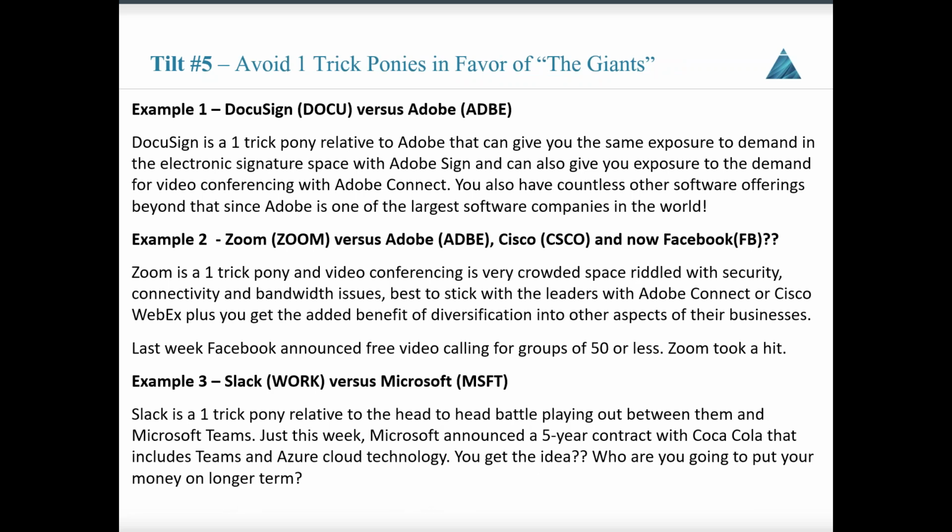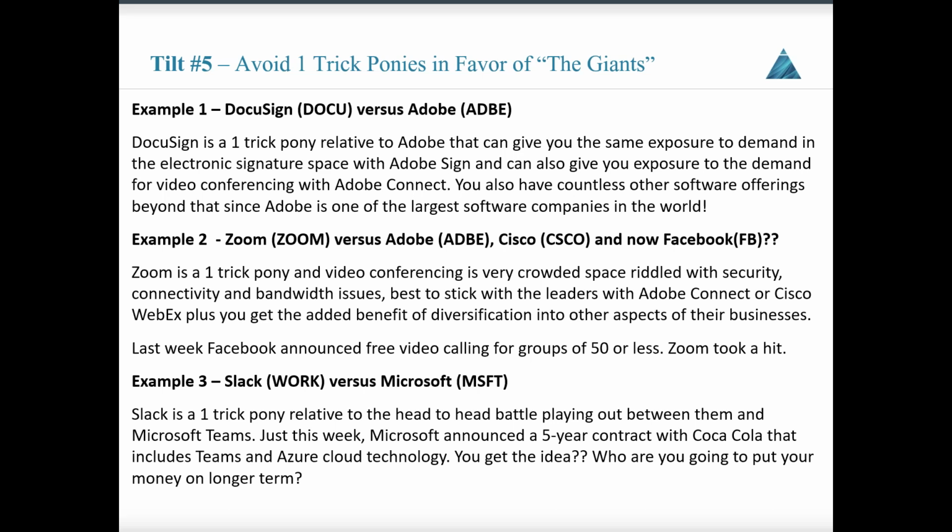Tilt number 5. Avoid the one-trick ponies in favor of the giants. I have spoken with so many clients about this over the past couple of weeks. It's just super, super important to realize that once we get out of this pandemic state where everyone is forced to basically shelter in, these one-trick ponies, some of them are solid, right? But others could be at some significant risk because we all know that money is going to flow from these names to other names. So in order to expose yourself effectively to this technology that everybody's trying to get a hold of, you're better off doing it through a much larger, more diversified organization.